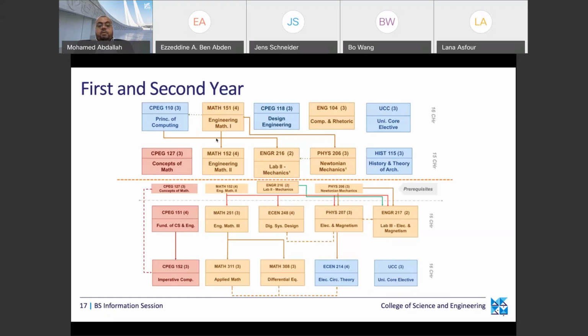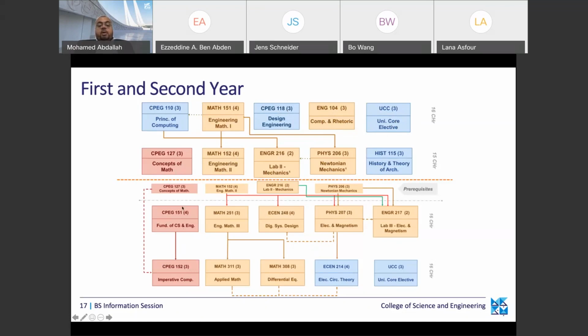For example, in the first semester, you're going to take CPEG 110, which is 3 credits. It's Principles of Computer, a very fundamental course about programming, in case you don't know programming. A math course at Texas A&M, and design engineering, a course on the basics of hardware. English 104, which is mainly related to English. Then the university core elective, which should be 6 credits, the general education electives. Then in the second semester, you're going to take concepts of math, some math related to computer science. Then math Cal 2, and physics, mechanics, and the lab, 3 credits and 2 credits, and then another history elective course.